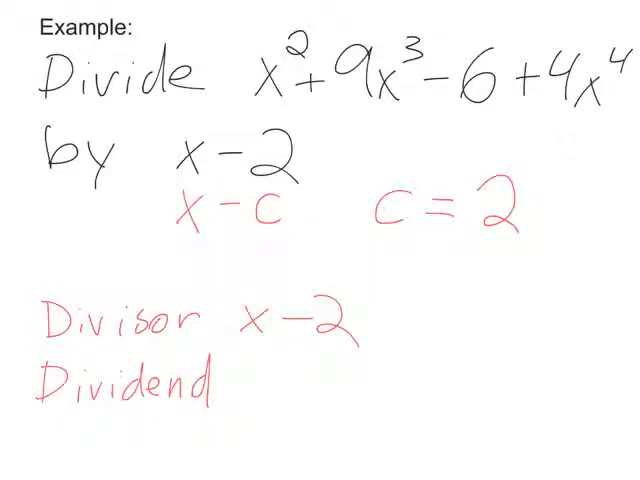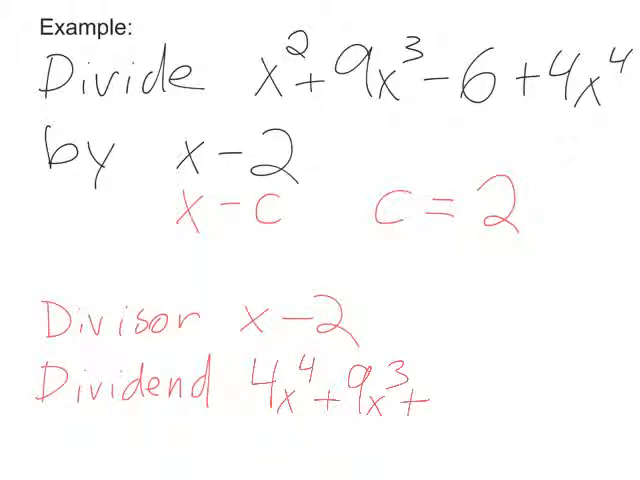My dividend, my highest degree term is this 4x to the 4th, so that'll be the first term. Okay, it has to be in descending order of powers, so what that means is that your largest power comes first, and then your next to largest, and then your next down, and then so on and so forth, okay? So my dividend will start with 4x to the 4th. Second term is the x cubed.